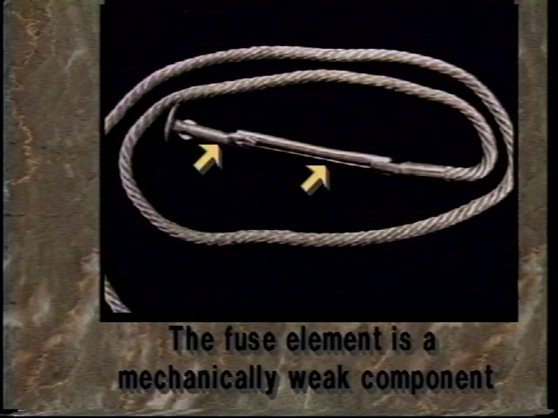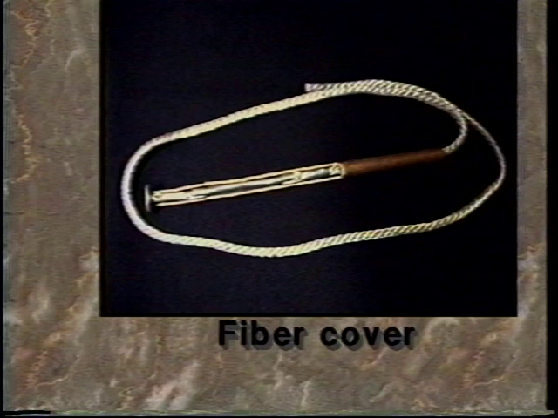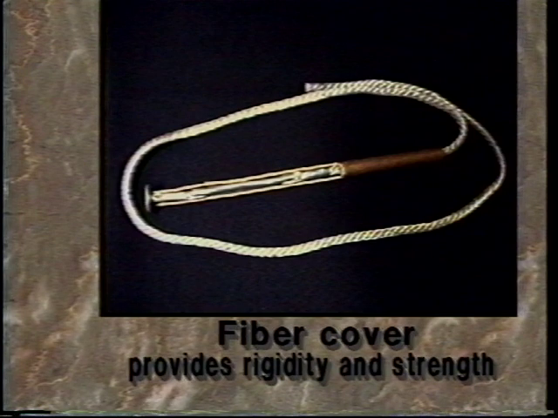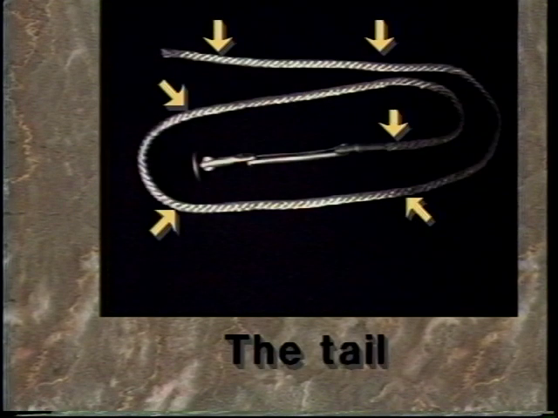The fuse element is a mechanically weak component. It has a fiber cover which provides rigidity and strength. This cover also helps extinguish an arc when the fuse blows. The tail is the final portion of the fuse. It is connected to the fuse element and facilitates mounting in the fuse holder.